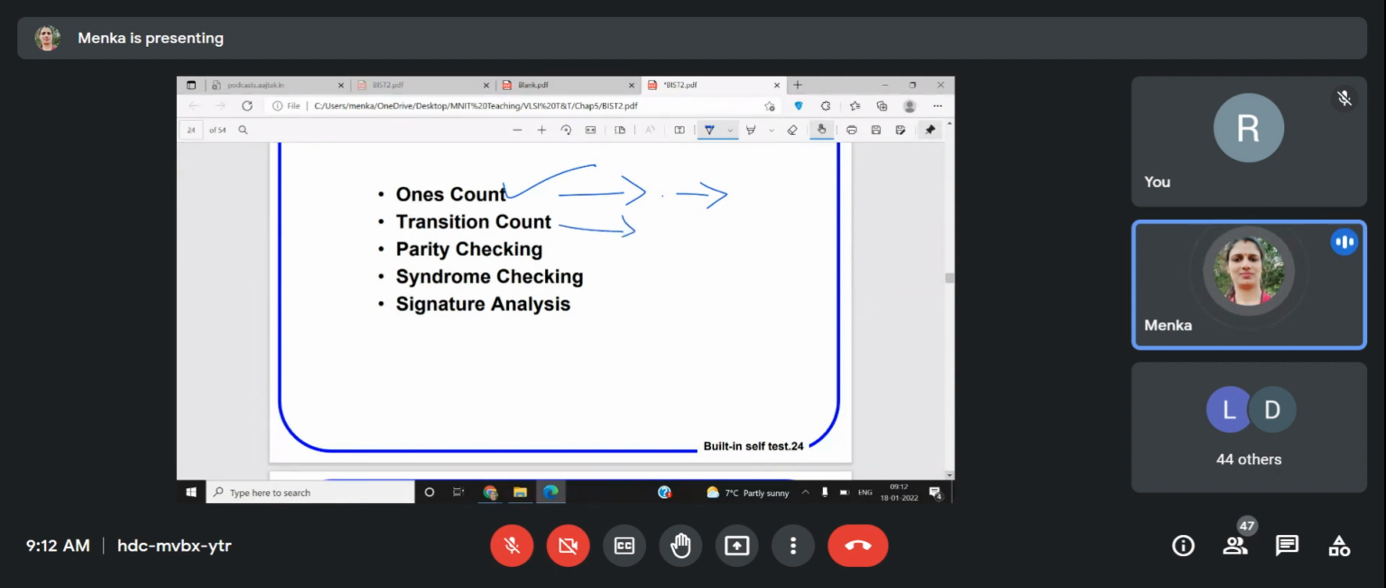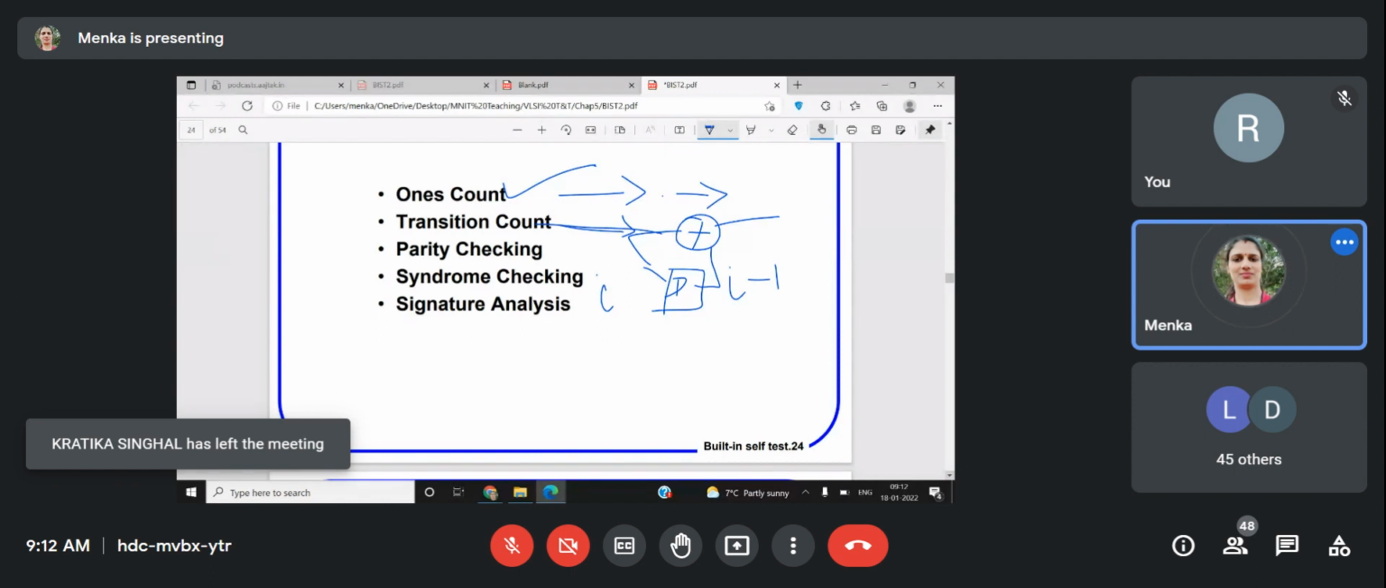Transition count, how many transitions are there? Transitions can be counted by XOR gates. So we are using XOR gate with the delay, this is how you are going to provide the delay. So delay means the ith bit and the (i minus 1)th bit, both of these are XORed. It means you can see whether both of these bits were same or not. So in this fashion you can count the transition.